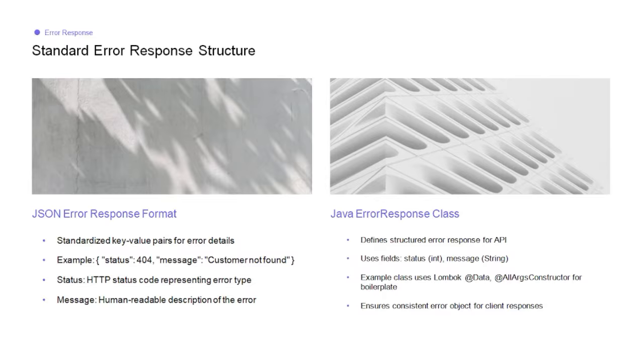JSON error format. This is the format: status is 404, message is customer not found, and you will be giving a proper HTTP code for it. Java error messages define the structure of the error response for the API: status, message, like how you will be defining the error response and how your JSON should look. You can write this, okay? And you can use Lombok @Data, so getters and setters, you need not worry about it, it will take care.